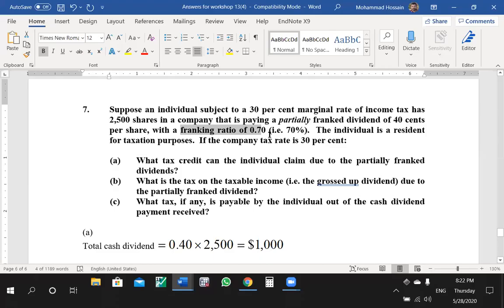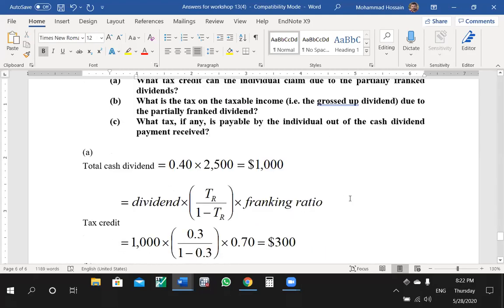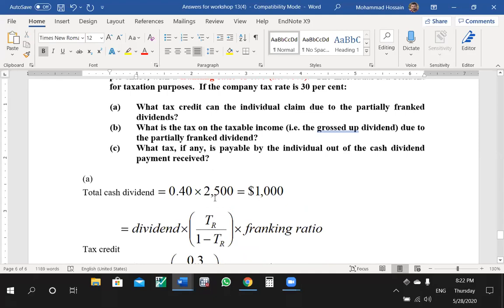So 70% of their share is being tax paid. So if you get, let's say, a $30 dividend, 70% of it has had tax paid, right? And the question is, the individual is a resident for tax purposes and the company is taxed at 30%. So what tax credit can the individual claim due to the partially franked dividend? The formula, yes.